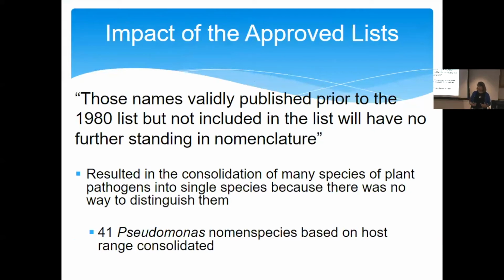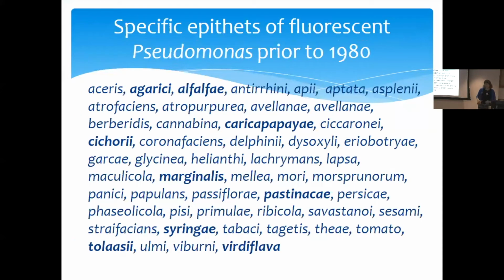And we could distinguish them based on host range, but not at the level of the species and that modern description. Caused a lot of confusion. So what plant pathologists did, and I know some of you all know this, is that we took the nomen species names, and these are the specific epithets for all of these species, and except for those that are in bold, they were all put into Pseudomonas syringae as pathovars of Pseudomonas syringae. Okay, those in bold were all left as species because they could be distinguished by modern methods.